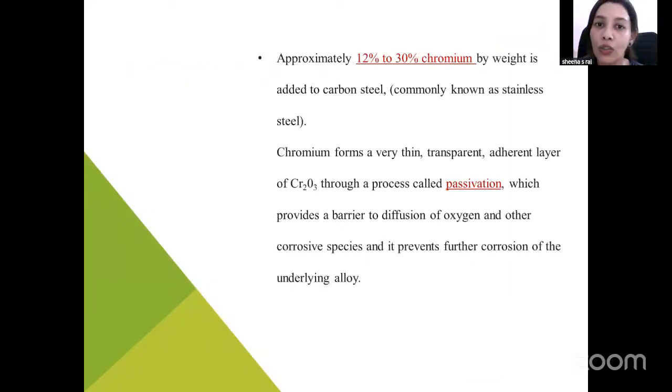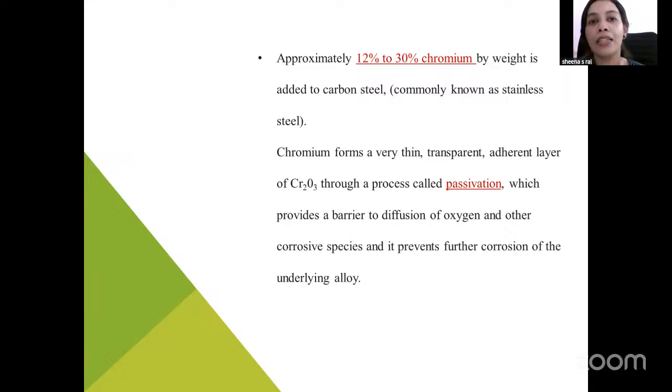So normally in stainless steel, there is 12 percent to 30 percent of chromium by weight, which is added to the carbon steel, called stainless steel. So what happens is the chromium reacts with oxygen to form Cr2O3, as you can see in the second paragraph, and this is called passivation. So you should be familiar with the term passivation, where the chromium reacts with oxygen to form chromium oxide.